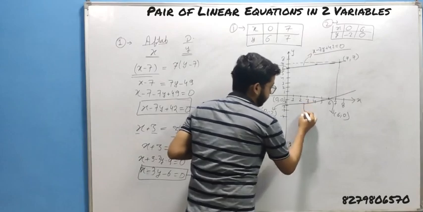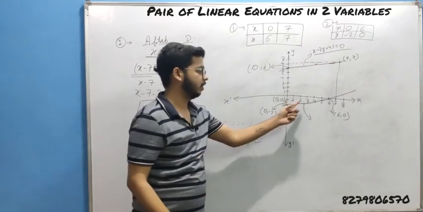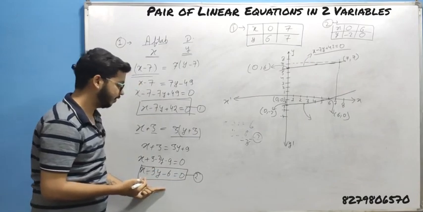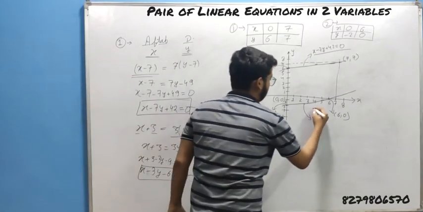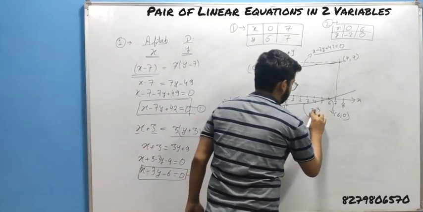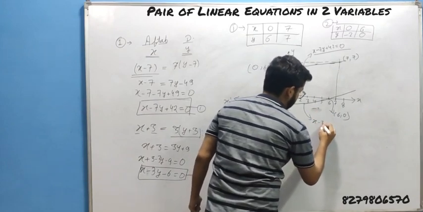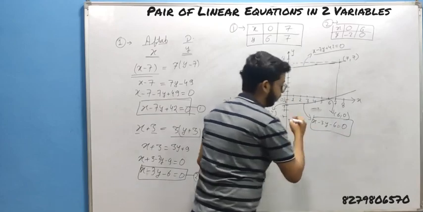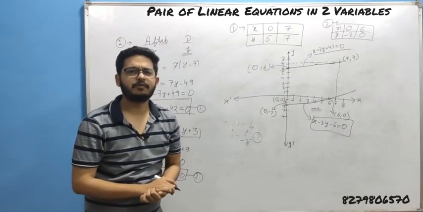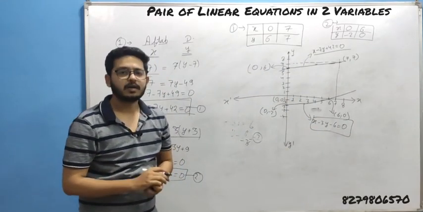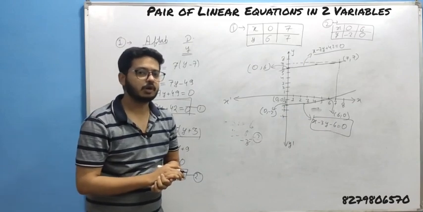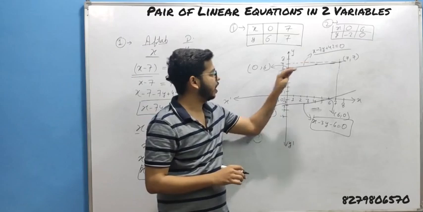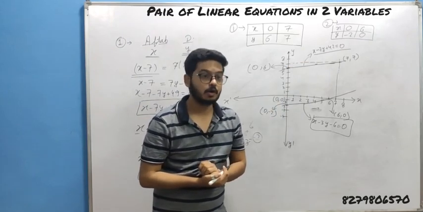So this is the graph of our second equation, which is x minus 3y minus 6 is equal to 0. If we have to find whether we have a unique solution or not, we can see directly here that the lines are not parallel at all.